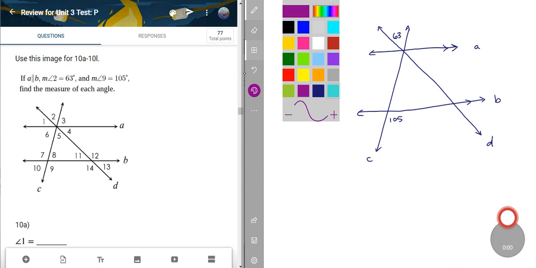All right, so again, I'm going to start with just the congruent stuff. So vertical angle here is 63. That's equal to our angle 5. That might be it for that. Let's see, over here I got 105, which is our angle 7.